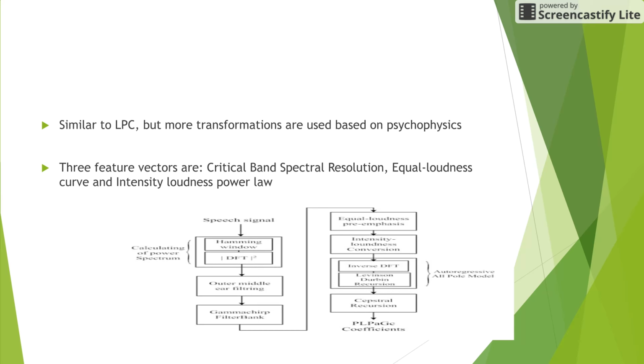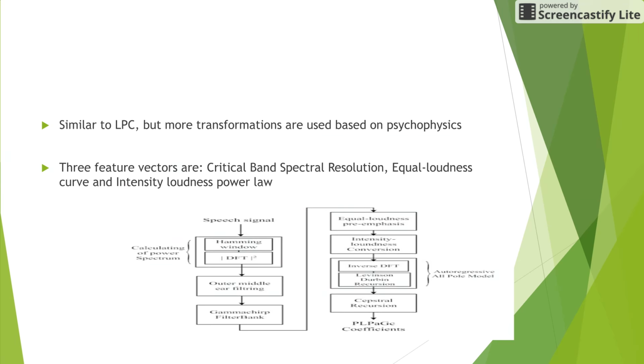So moving forward, as you can see, similar to LPC, the PLP algorithm is used, but more transformations are used based on psychophysics. There are mainly three feature vectors which are used in this algorithm. They are the critical band spectral resolution, equal loudness curve, and intensity loudness power law. So as you can see here, the algorithm has a basic design flow as the given block diagram is.